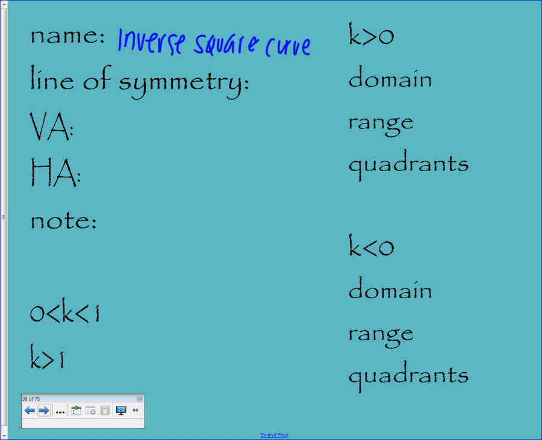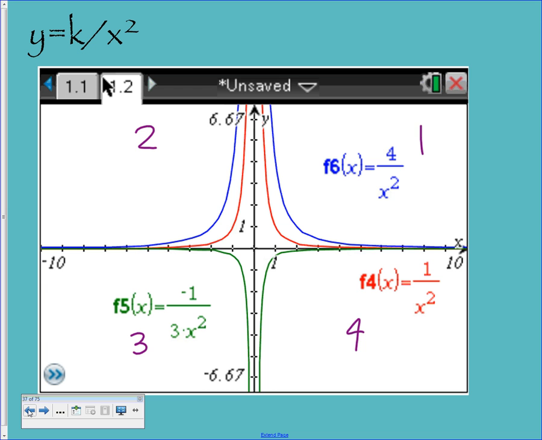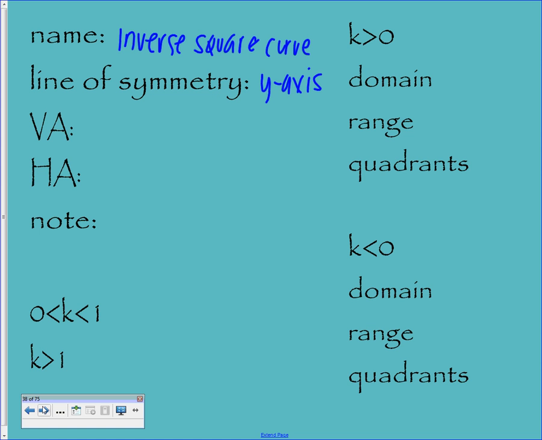Line of symmetry, kind of similar to the parabola. Where can you fold it over where it will land right on top of itself? Again, just like the parabola, that would be the y-axis. Vertical asymptote, VA. What line are these graphs not going to touch vertically? Again, that's that same idea right here. Vertically, they're never going to touch the y-axis. Horizontally, they're getting really close to, but they're not touching the x-axis. So again, this is the y-axis and the x-axis.